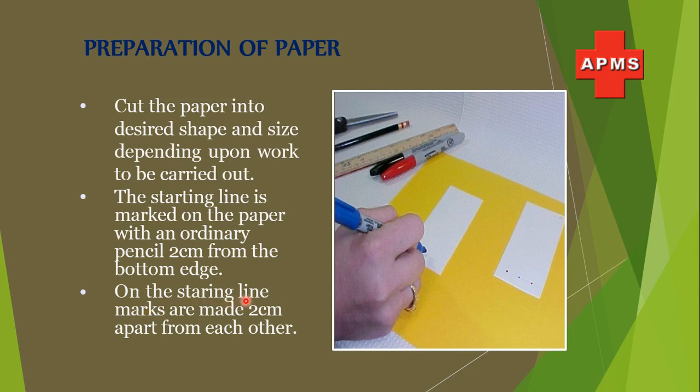On this starting line, why we say this is the starting line? Because here the actual separation starts. On this starting line, marks are made 2 centimeter apart from each other. If we want to make more than one spot on this starting line, then we have to put these dots or spots at least 2 centimeter apart. So during separation or during the experiment, the components should not mix.